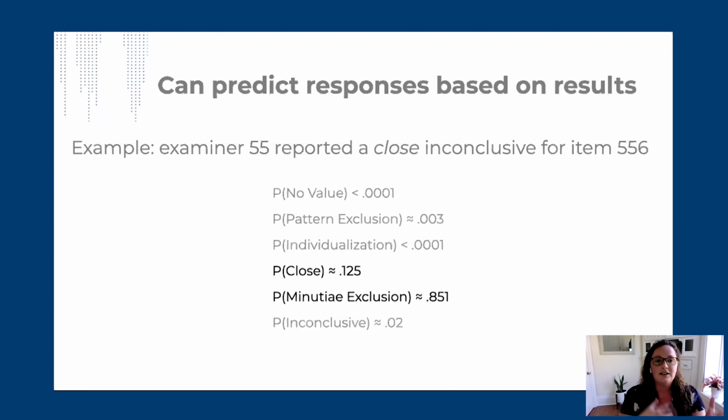And so I think this is a useful way to think about flagging responses as surprising and try to better understand why, for this particular examiner-item pair, we observed something that the model didn't expect. And it also suggests a way to more systematically look at the performance of examiners overall.